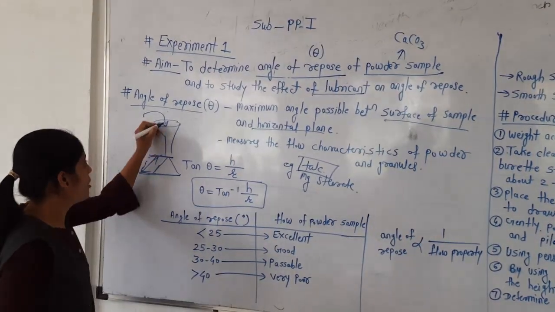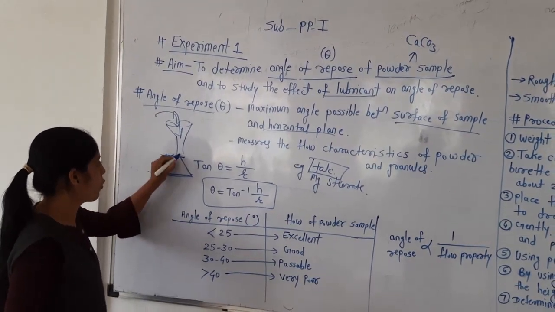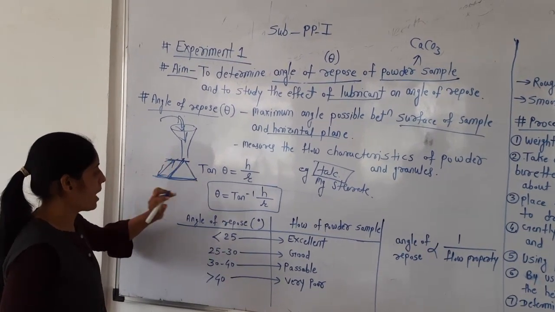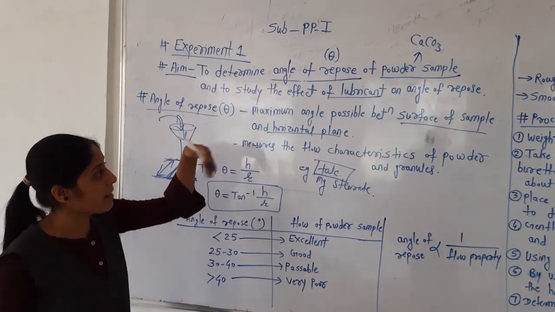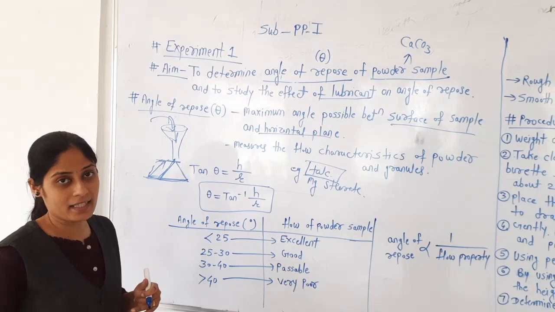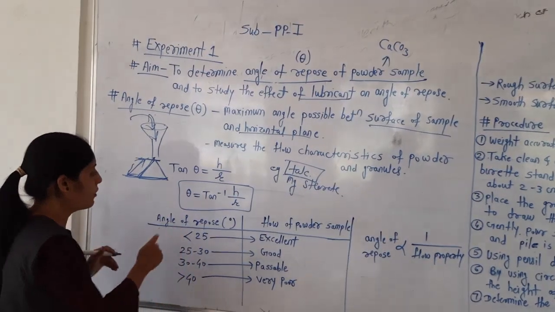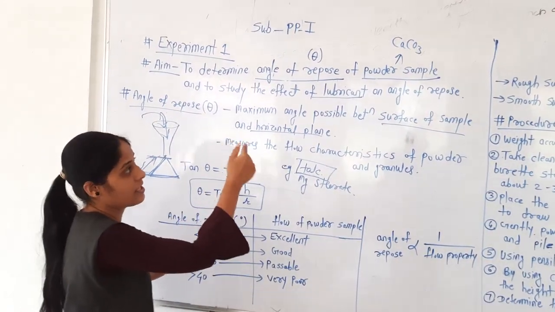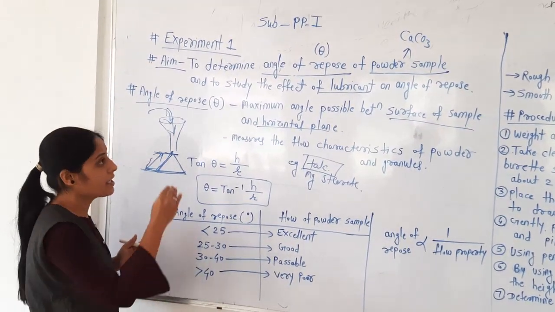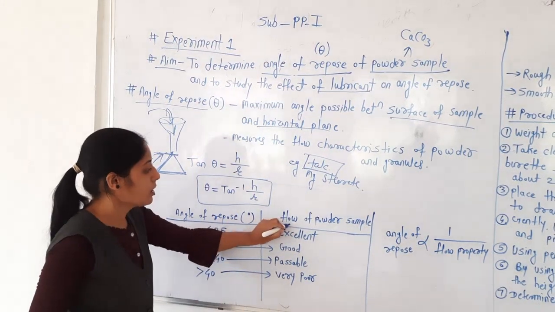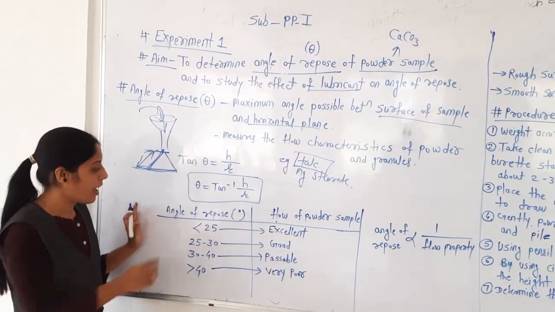When this powder passes through the funnel, it forms an angle of repose, with the surface of the sample and the horizontal plane, and in between an angle is formed. But when we add the lubricant, its flow property increases. So what is the relation between flow property and angle of repose? When we increase the lubricant concentration in the powder sample, its flowable property increases. It means when the concentration of lubricant increases, the powder is maximally flowable. But the opposite applies to the angle of repose.